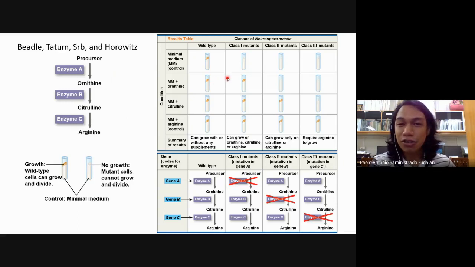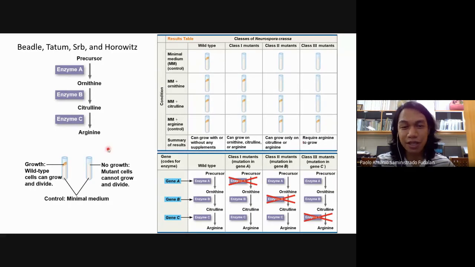Okay, and notice in this table, there are three classes of mutants. Class 1 mutants will not survive in the minimal medium, but will survive in ornithine, citrulline, and arginine media. Class 2 mutants can only survive in citrulline and arginine media, while class 3 mutants can only survive in arginine media.